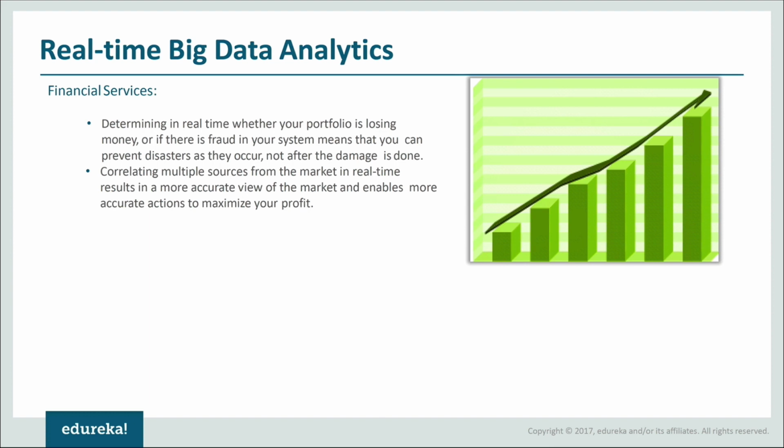Financial services. So determining in real time whether your portfolio is losing money or there's a fraud in your system, you can prevent disasters before they occur and not after the damage is done. And secondly, you can have sentiment analysis, or you can correlate 3 or 4 parameters to give you live insights into the market to maximize your profit.